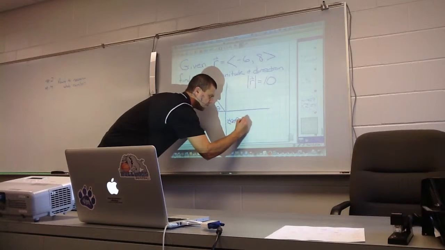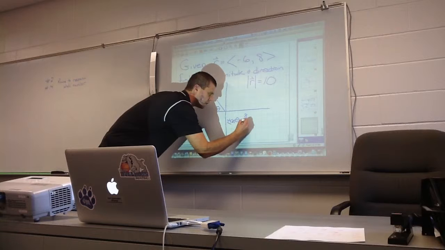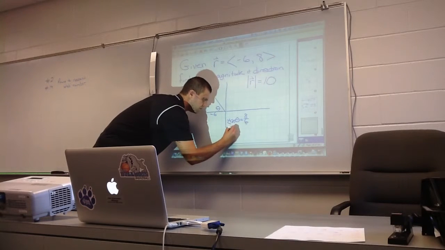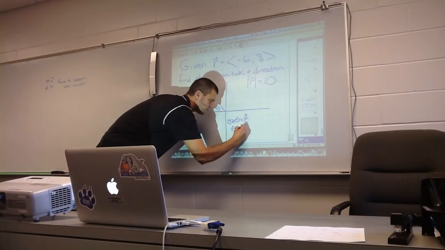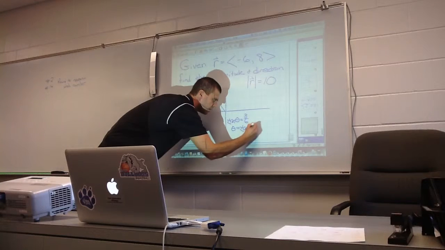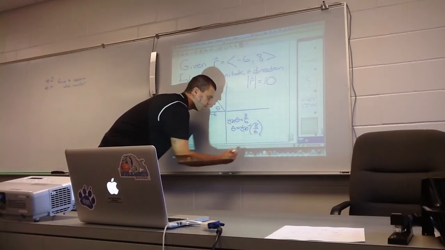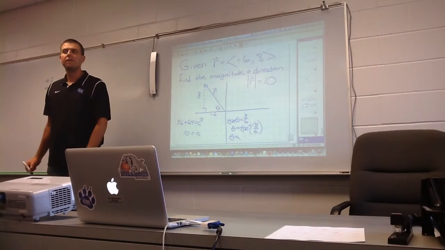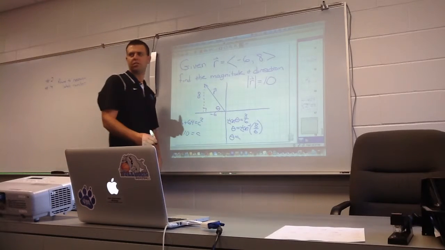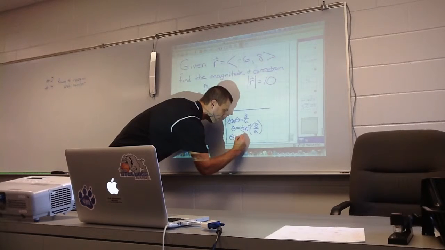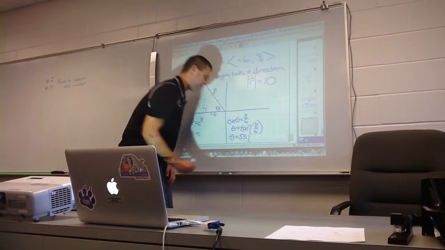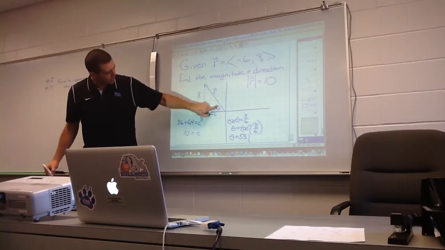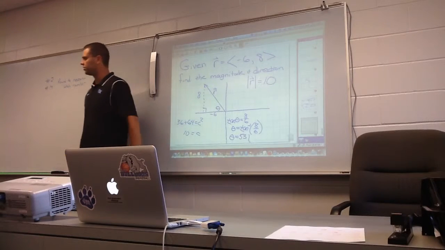So tangent of theta equals 8 over 6. So theta equals the inverse tangent of 8 over 6. So theta is about how much? 53.1. Is that to the nearest tenth? Yes. Okay, 53.1. So that angle right here is 53.1 degrees.